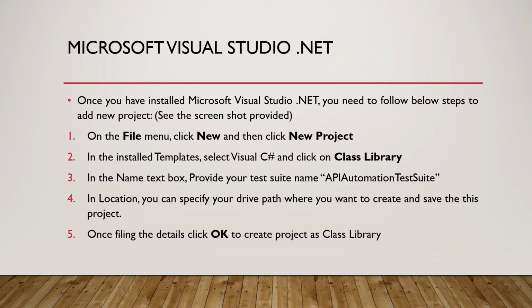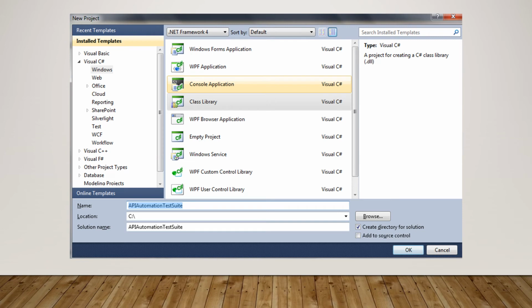First, on the File menu, click on New and then click on New Project. In the installed templates, select Visual C# and click on Class Library. In the name text box, provide your suite name, whatever you choose. In location, you can specify the drive path where you want to create and save the project. Once you fill in the details, click OK to create the project as a class library. This will be the template which you can see in .NET Visual Studio.